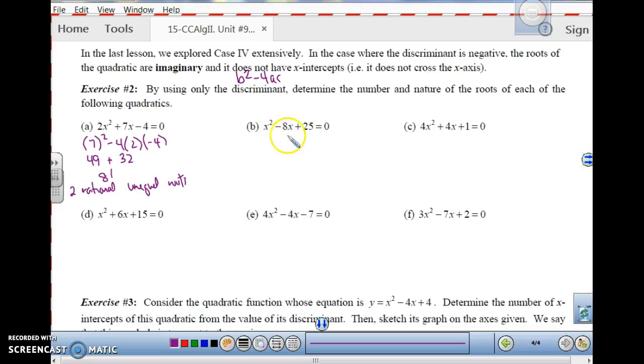Okay, b squared minus 4ac. b is negative 8 squared, minus 4 times a is 1 times c is 25. So this would be 64 minus 100, which is negative 36. Well, that's a negative number. What kind of roots are you going to have? Well, if that's under the square root, that means you're going to have an imaginary number. So that means you're going to have two unequal imaginary roots.